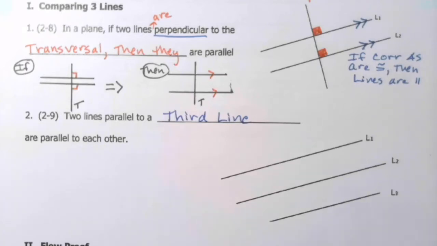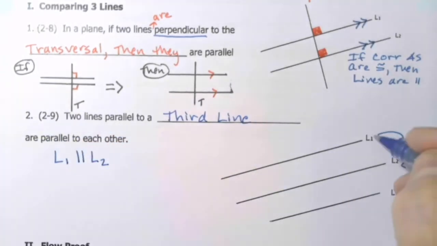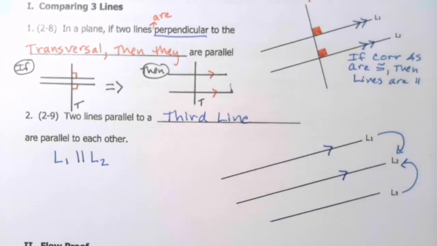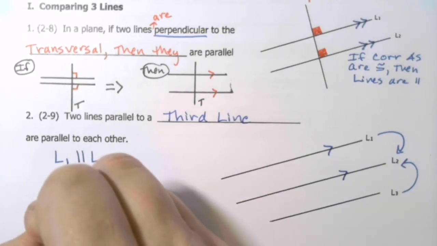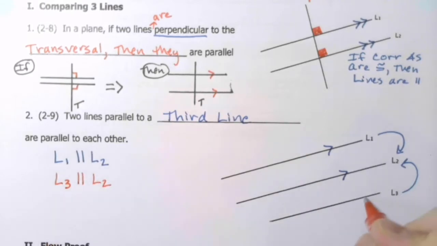Okay, so here we have line 1 and we have line 2. What this does is it compares line 1 to line 2, and then it compares line 3 to line 2. So L sub 1 is parallel to L sub 2. Line 1 is parallel to line 2. Let's mark that. And then we know that line 3 is also parallel to line 2.